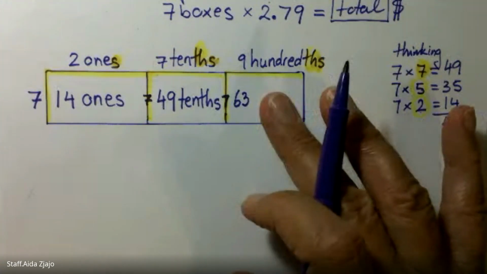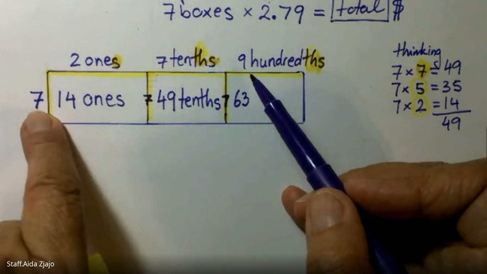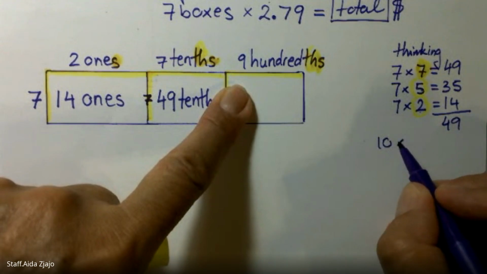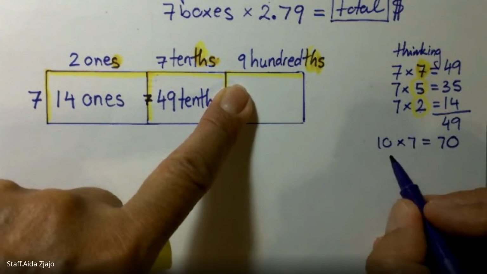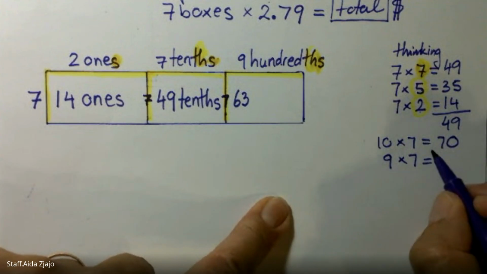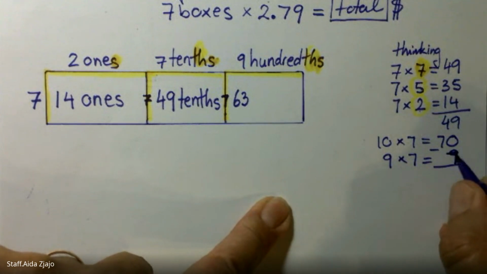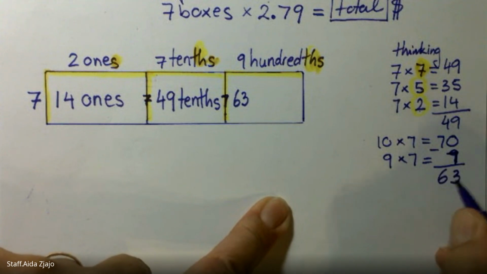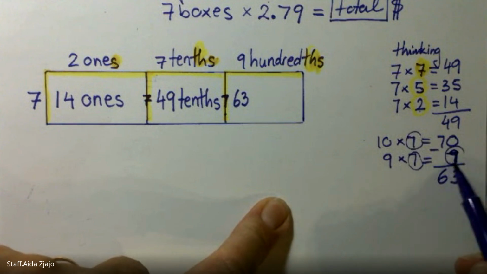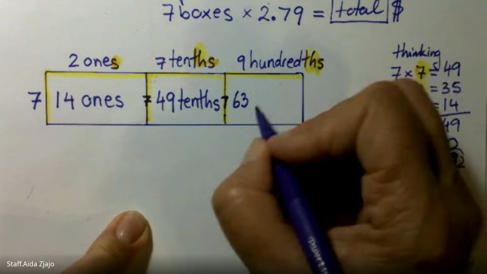The other strategy is multiplying by 10. You can say, okay, 9 sevenths, I don't know, but I know that 10 sevenths is 70. If I need 9 sevenths, I just need to subtract 70 minus 7, it's 63. 10 groups of 7 is 70. 9 groups of 7 is 63. So now, 63 what? Hundredths.